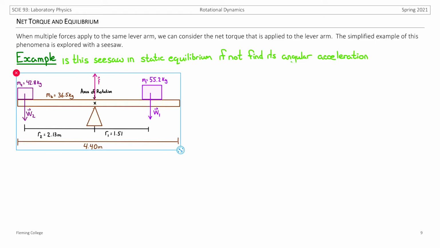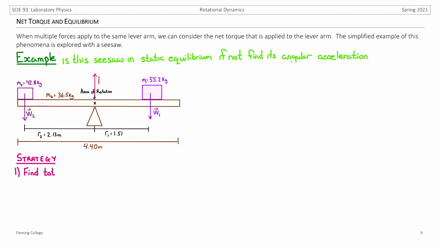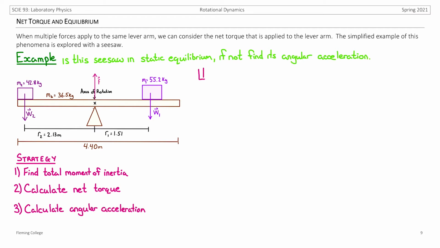Let's move our sketch out of the way. Our strategy here will be to find the total moment of inertia, then calculate the net torque, and using those two values and Newton's second law, calculate the angular acceleration. So the first step, moment of inertia. So the total moment of inertia is the sum of the moment of inertia from mass 1 and the moment of inertia from mass 2 and the moment of inertia from the beam.